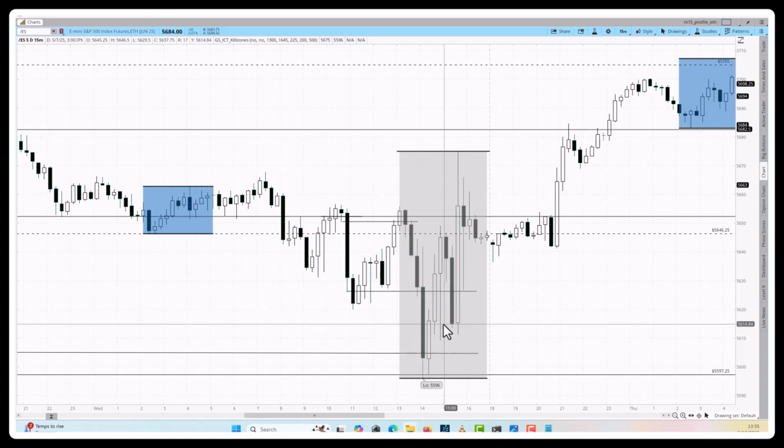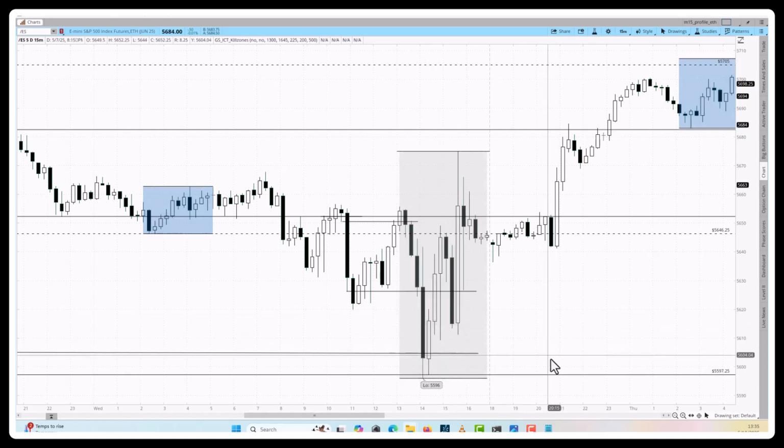That's where you're going to go in and do what? Go long right here. You can mark right here. You see that? It tests from above, breaks and reverses. That's the type 2 reversal.